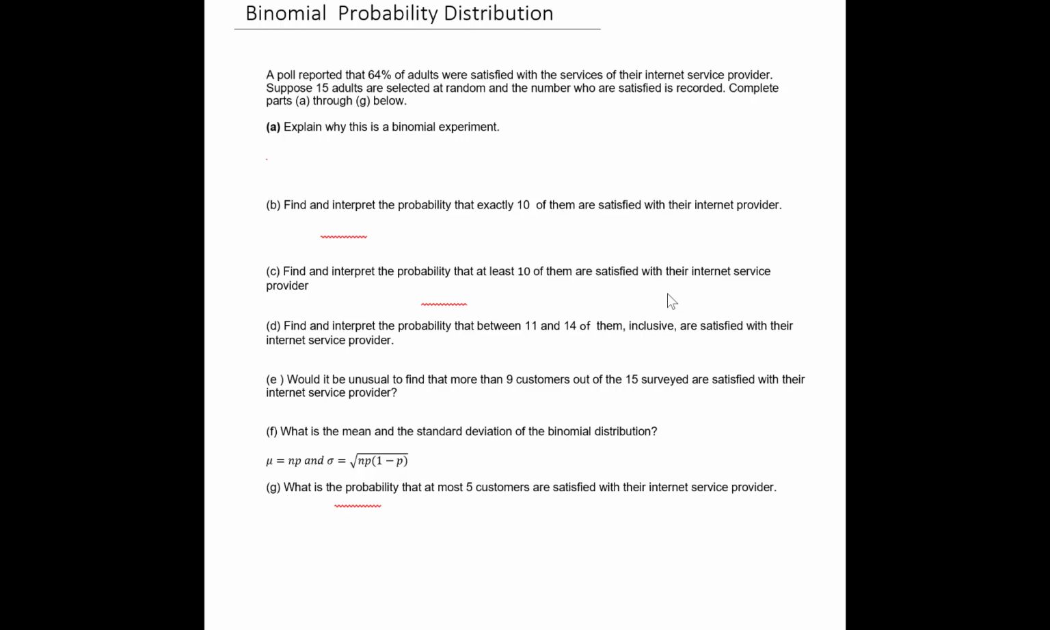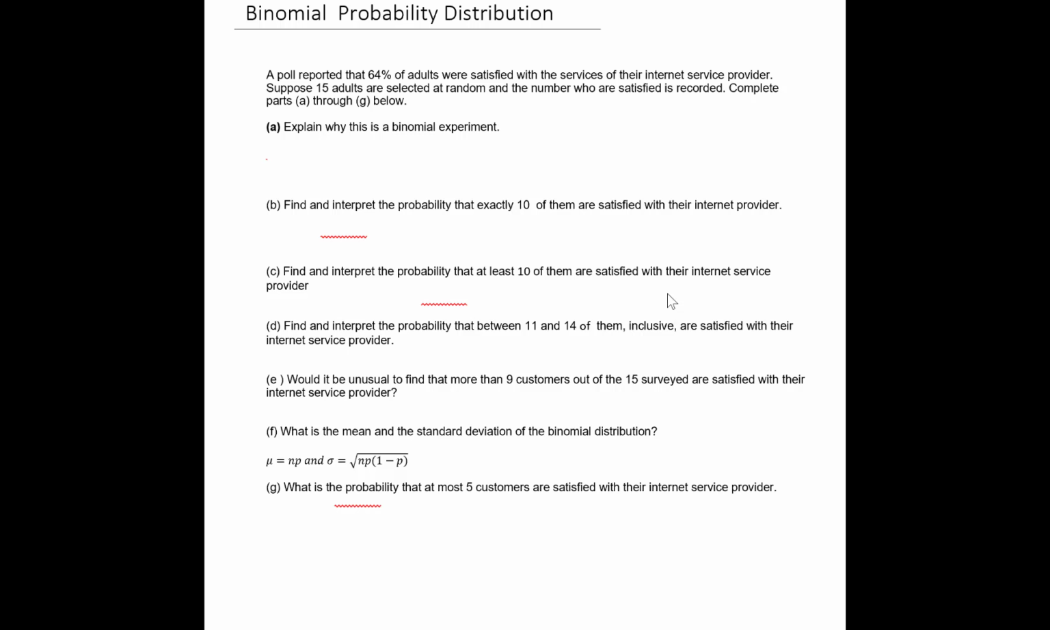In this video, I'm going to show you how to use a binomial probability distribution and do application problems. We're going to start with this question. A poll reported that 64% of adults were satisfied with the services of their internet service provider. Suppose that, so 64% is called the probability of success. The probability of failure will be 100% minus 64%, which is 36%.